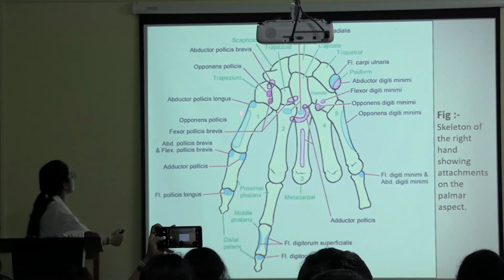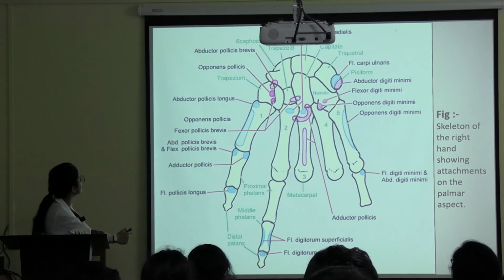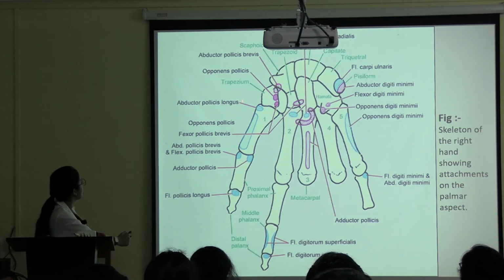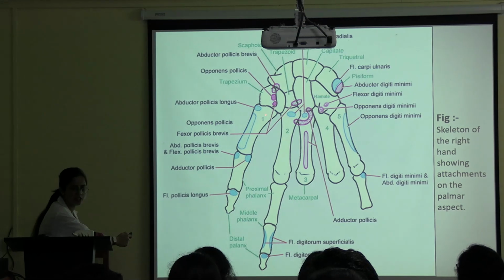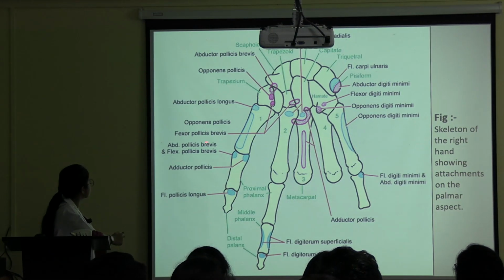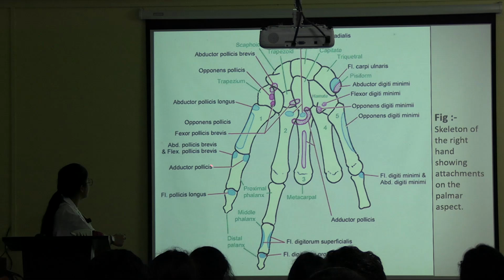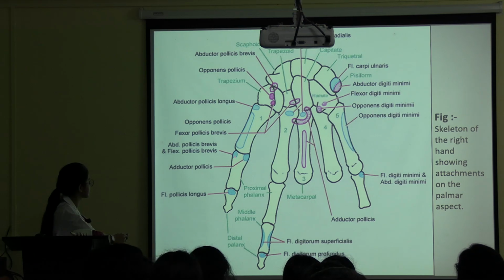So you can see the muscles from here, okay? Abductor pollicis brevis, you can see the origin here. Opponens pollicis, origin. Okay, abductor pollicis longus, this is the insertion of the abductor pollicis longus, okay, and flexor pollicis brevis and opponens pollicis, similar from here. Both are originating from here. Here adductor pollicis is getting inserted, and here abductor pollicis brevis and flexor pollicis brevis are getting inserted.